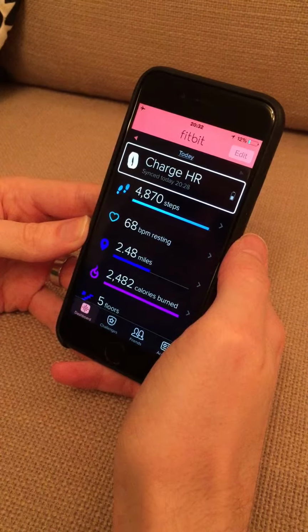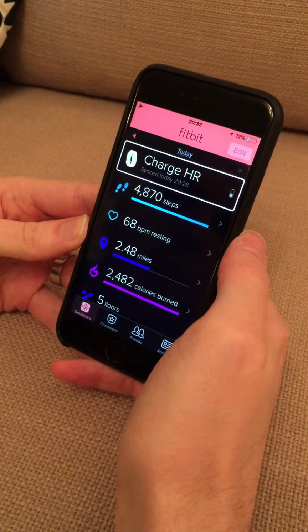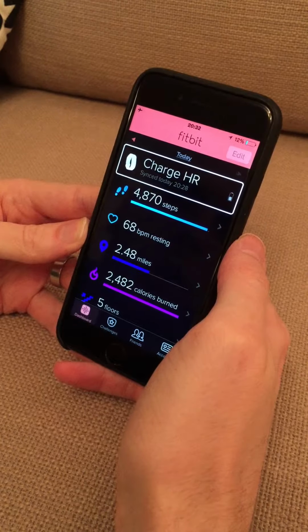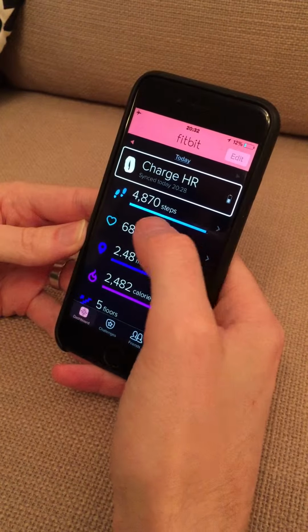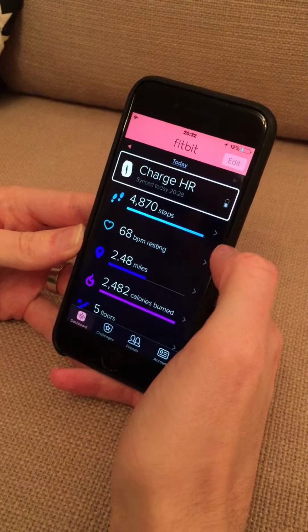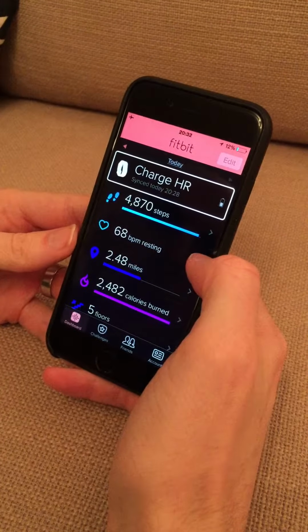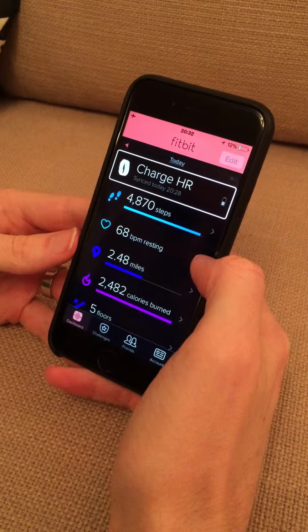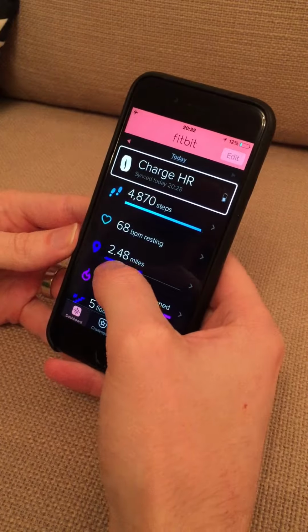So this is the FitBit application running on an iPhone 6. I do have the phone in invert mode, which is why everything's white on black rather than the black and white. But the basic application itself is reasonably accessible. You can get a good amount of information.